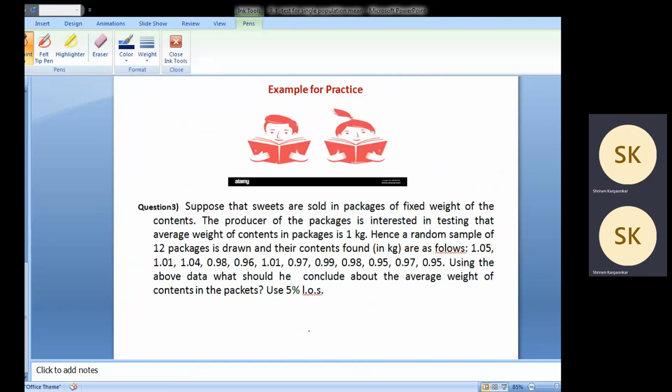Now, this is the example for your practice. So please take a screenshot and solve it. Okay. Check your answer. Thank you very much. We will see in the next. Now we will see the next test, that is the t test for equality of two population means.